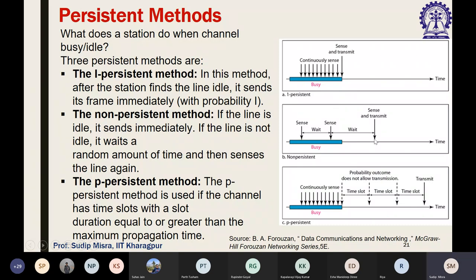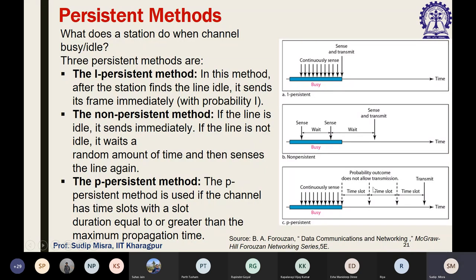So this is basically non-persistent. And the third one is called the P-persistent method, where you see it is like this. So you have these different time slots, and the station continuously senses. The P-persistent method is used if the channel has time slots with a time duration equal to or greater than the maximum propagation time.